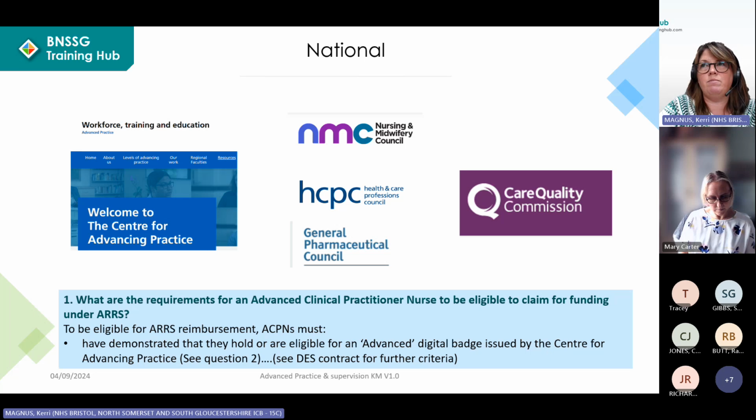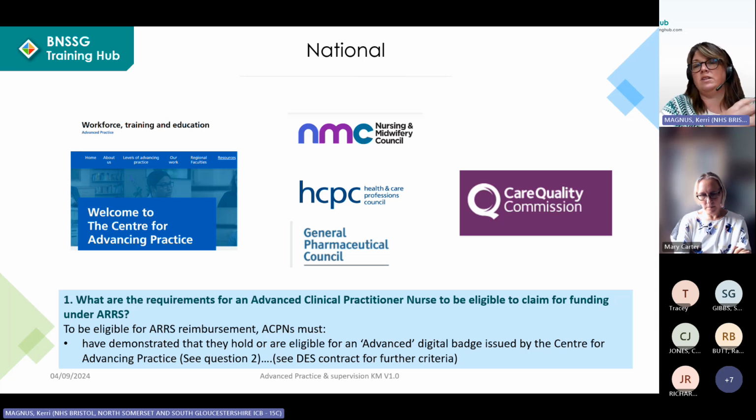One thing that has supported all of this, or is new, is that if an individual is employed under the Additional Roles Reimbursement Scheme as an advanced clinical practitioner who is a nurse, they have to hold something called a digital badge. This is the digital badge from the Centre for Advancing Practice. To get a digital badge, you have to either have attended one of these accredited courses that the Centre for Advancing Practice have put on, or have gone down something called a supported portfolio route, where you can go for accreditation of your existing knowledge and experience.